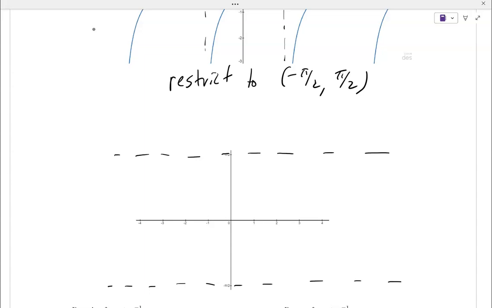The equation x equals pi over 2, when you reverse roles of x and y, becomes y equals pi over 2. That's a horizontal line, right? And then when we flip our graph, we'll get something that looks like so.